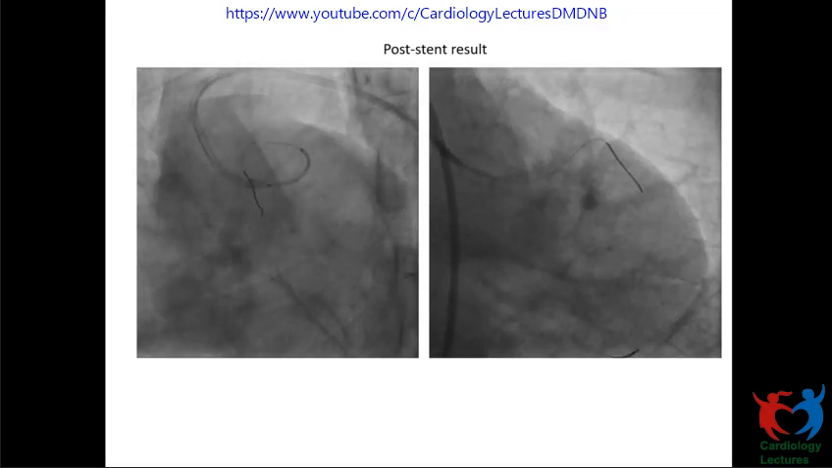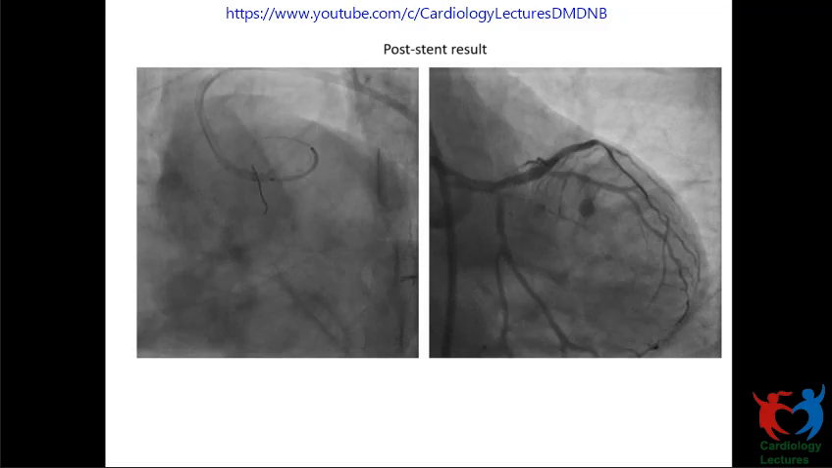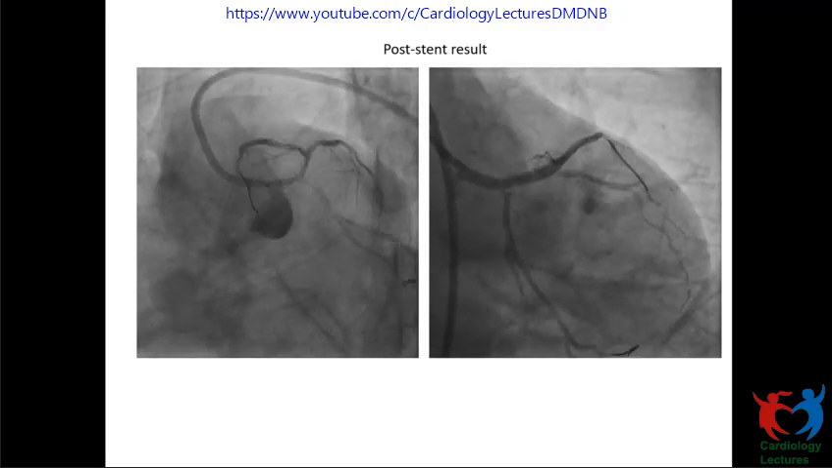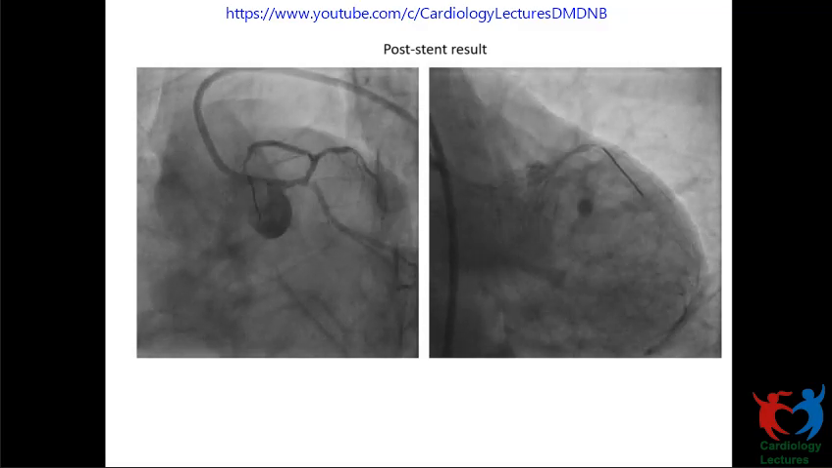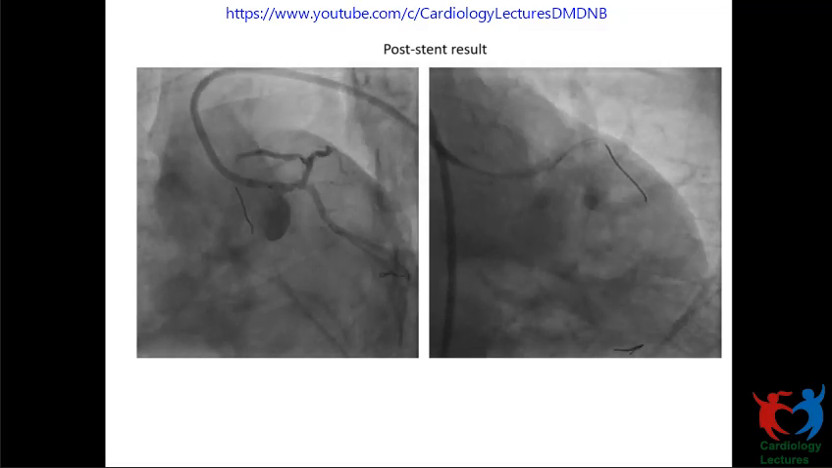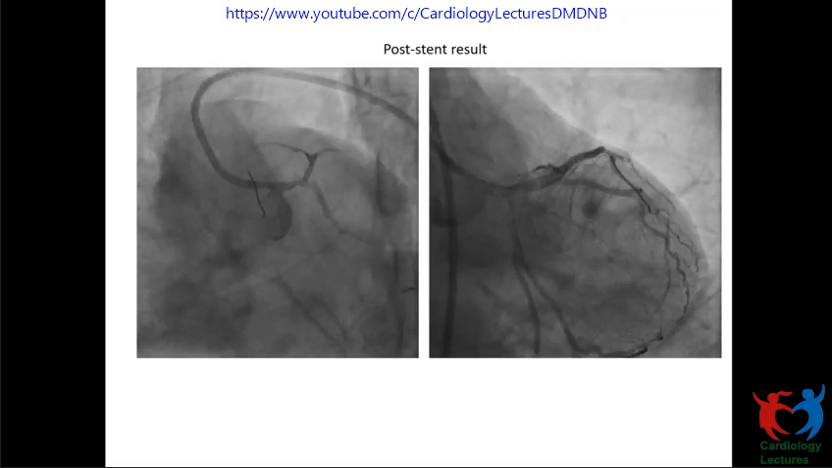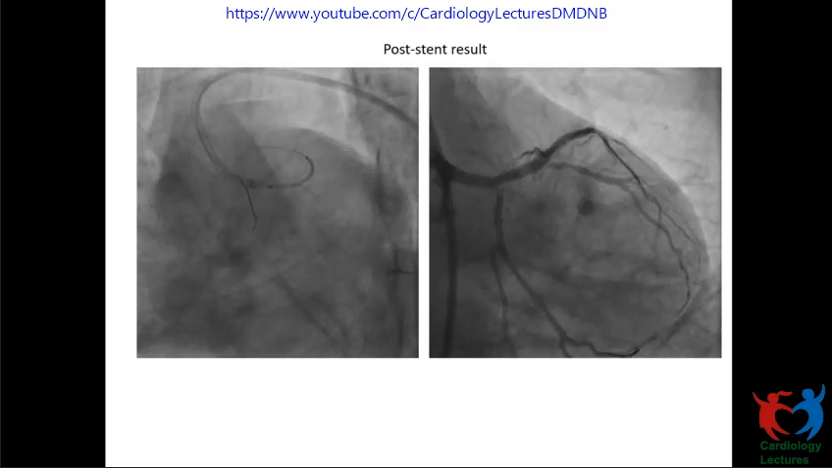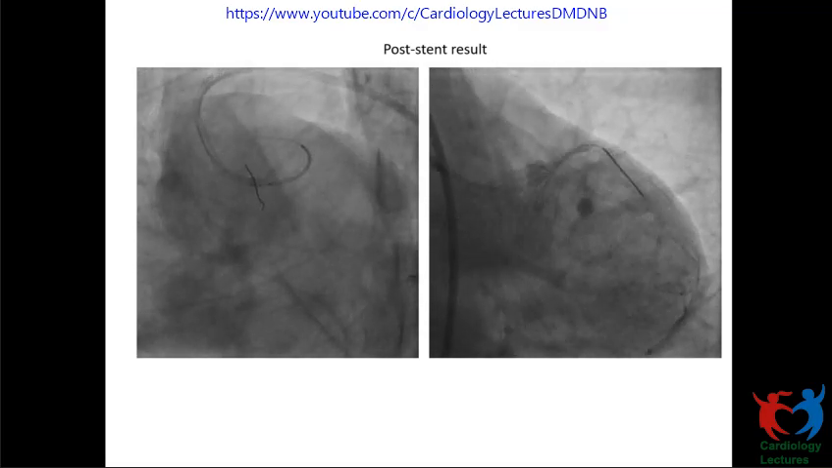Ideally, left main, if it is a very tight stenosis, we cannot take the risk of any compromise or ischemia because a large area of myocardium is involved. So we go for a pre-dilatation. Yeah, I think never treat a left main without preparing the bed.